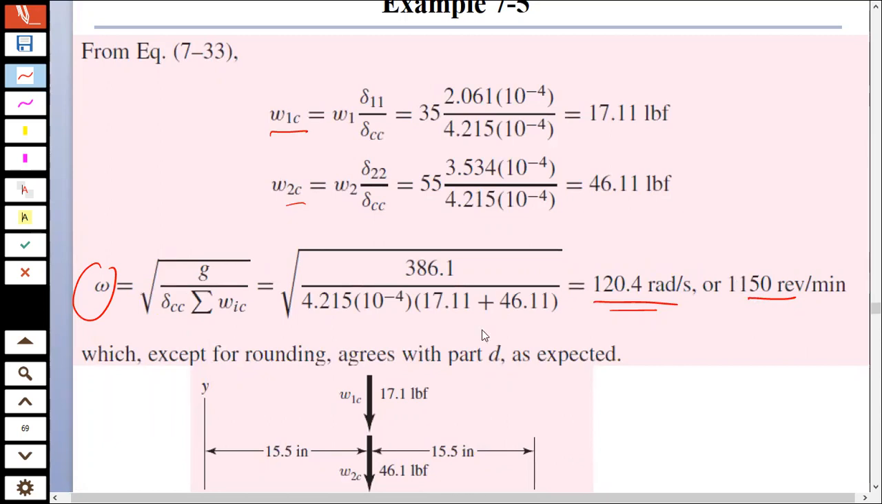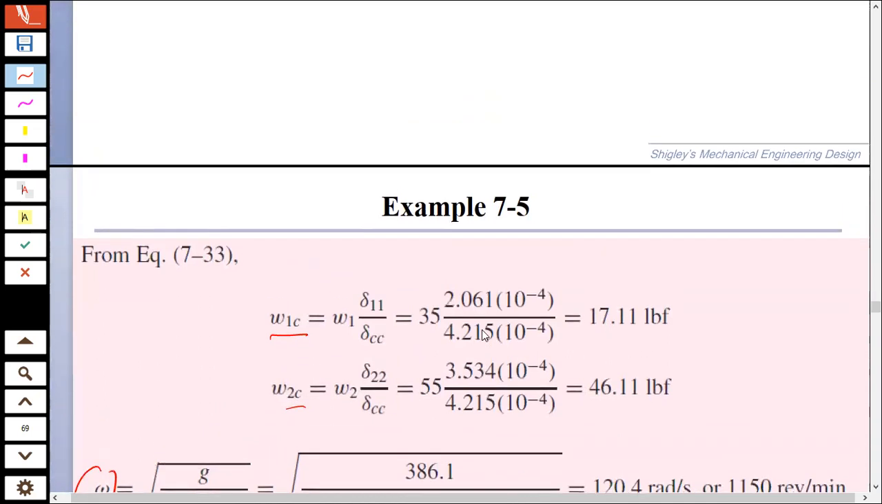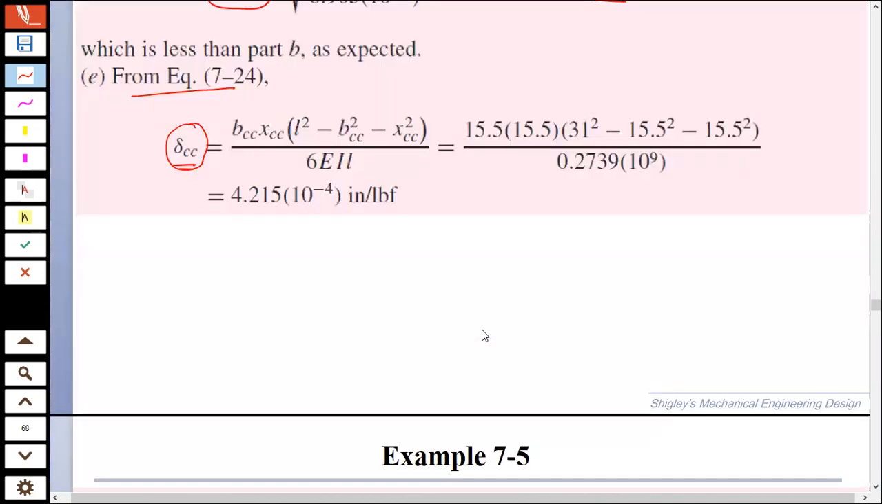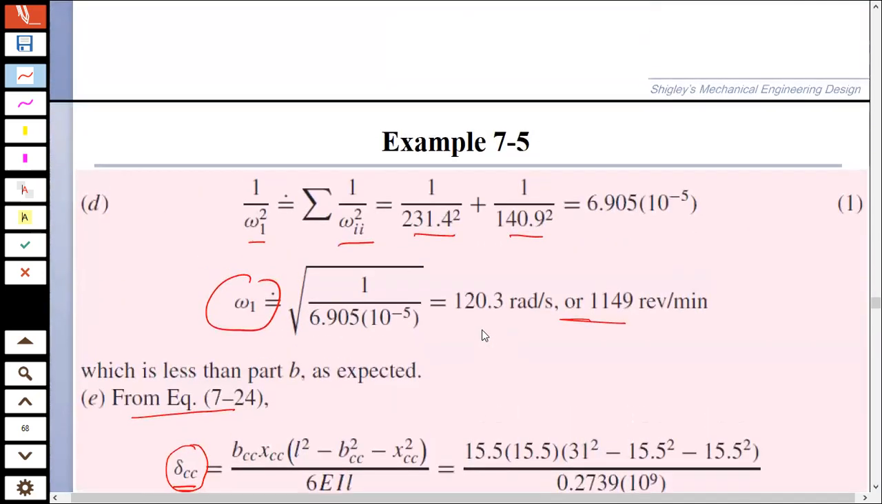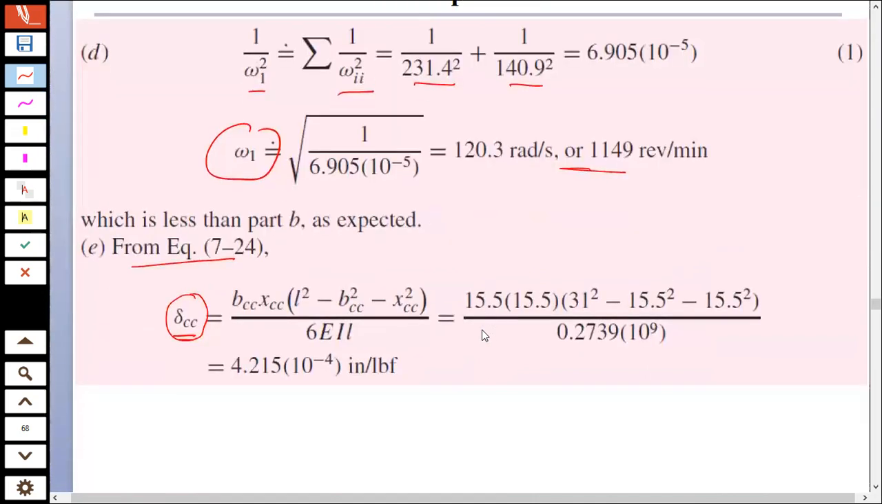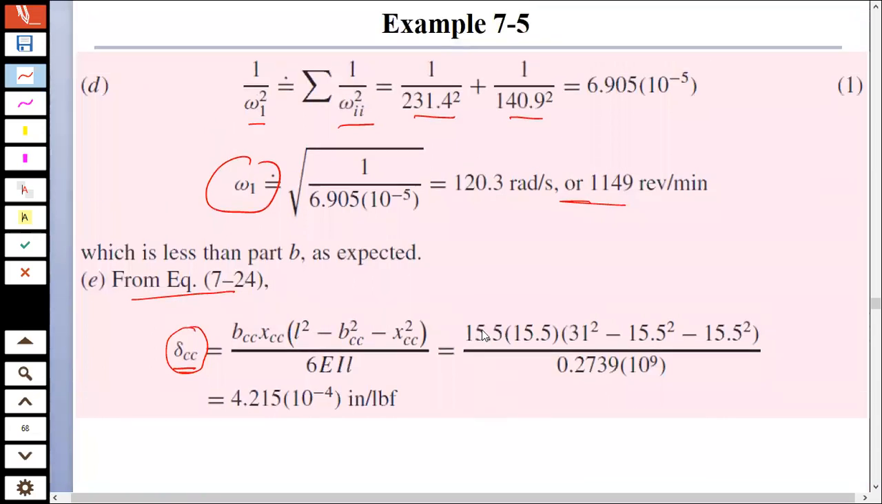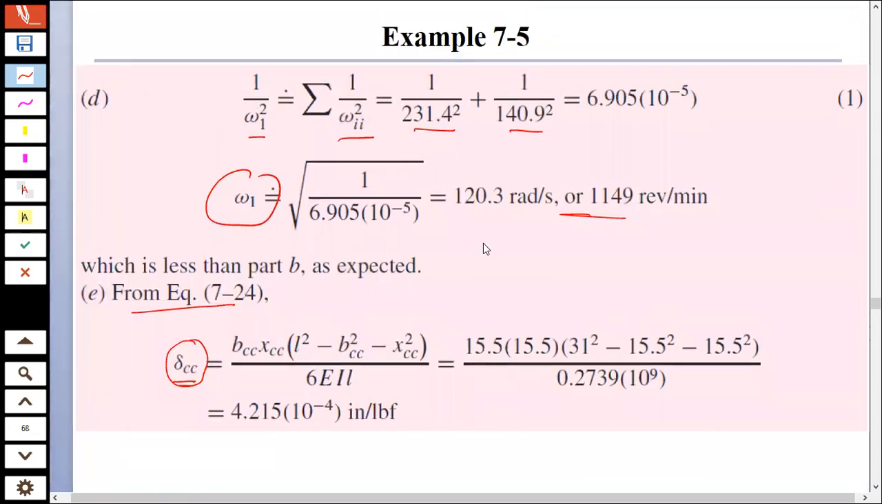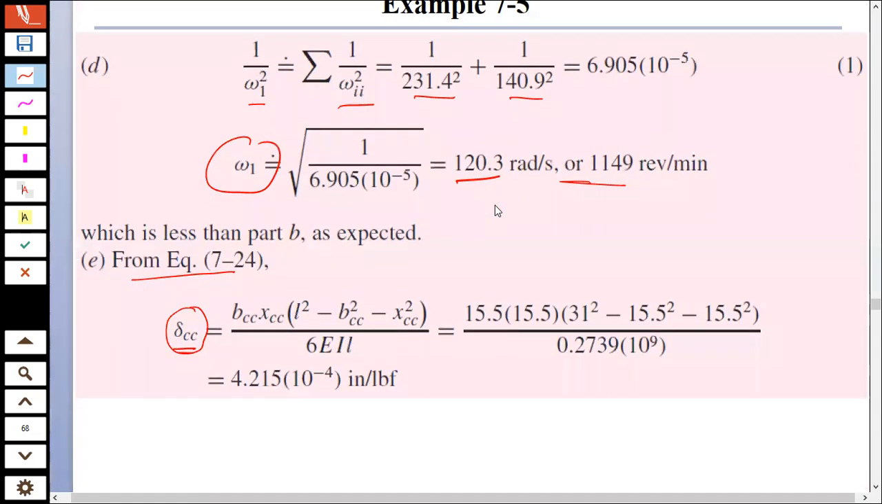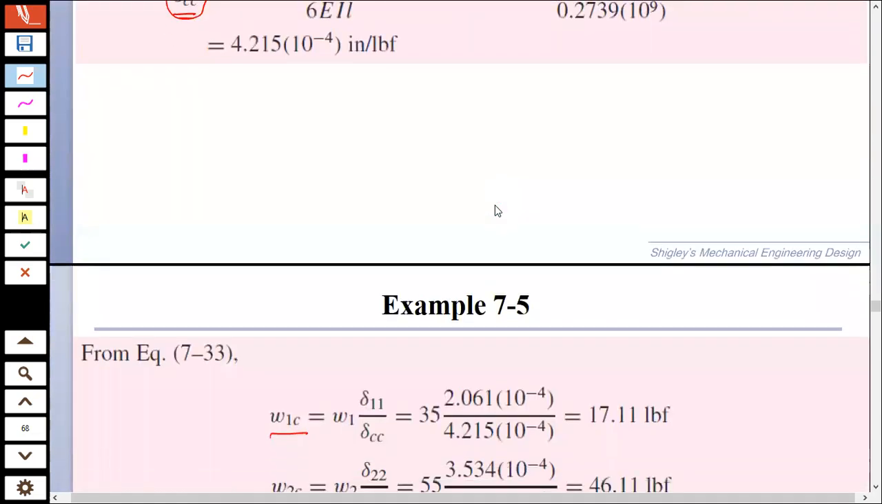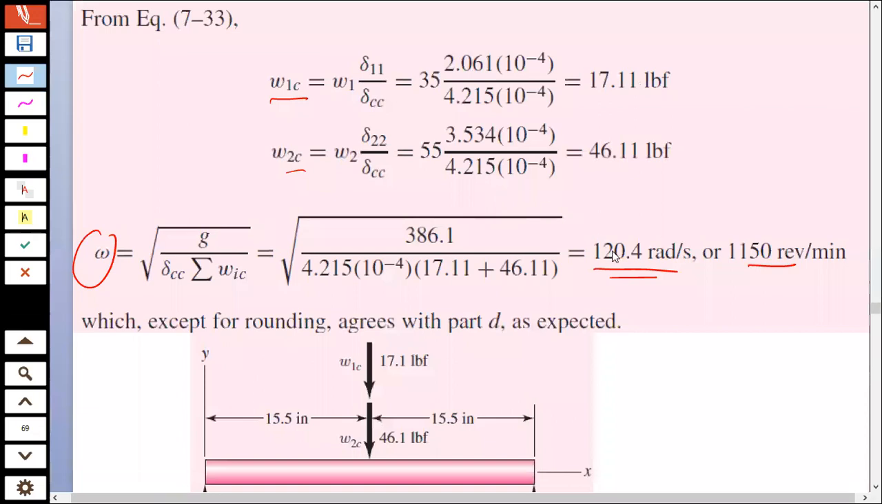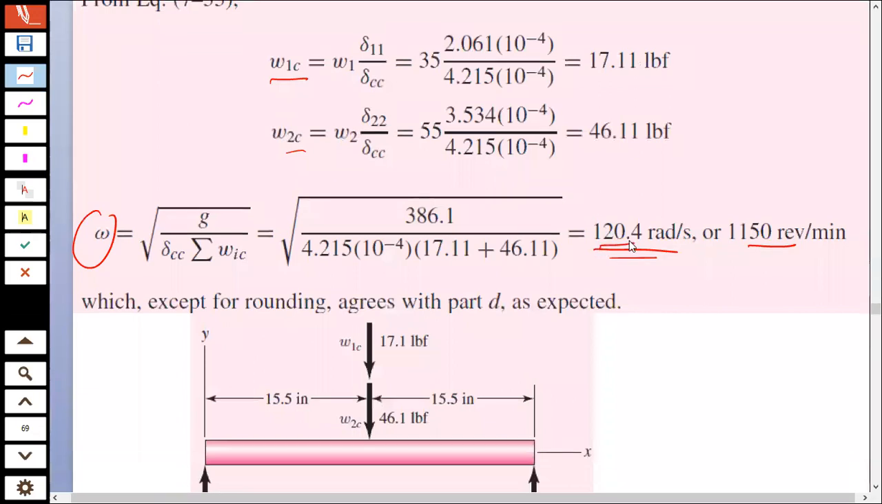Okay. And if you look at it, in part E and in part D, they are almost the same. Okay. In D, omega 1 is 120.3 radians per second, and we also got the same 120.4 radians per second. Okay.